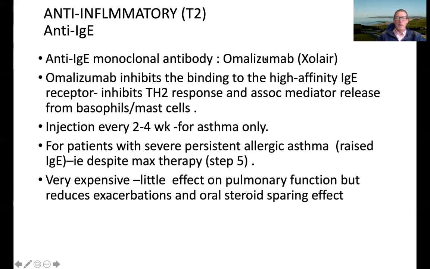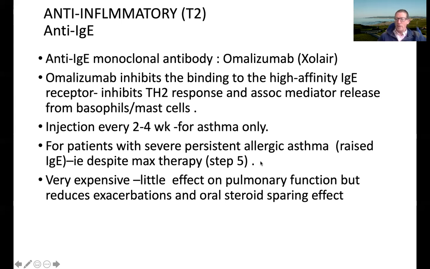There's the clue. So this was the first kid on the block, the first biologic for asthma, omalizumab, which goes by the trade name of Xolair. It inhibits binding to the high affinity IgE receptor, inhibits the Th2 response and associated mediator release from basophils and mast cells. It's an injection given every 2 to 4 weeks, depending on body weight, only used for asthma, and it's only used for severe persistent allergic asthma, those with a raised total or specific IgE. That, in other words, despite maximal therapy at step 4.